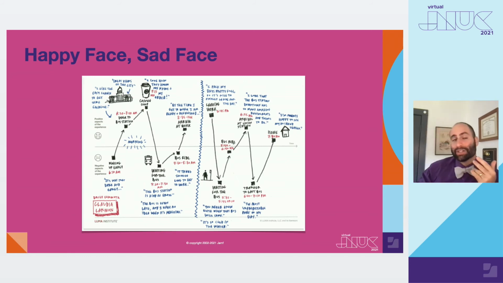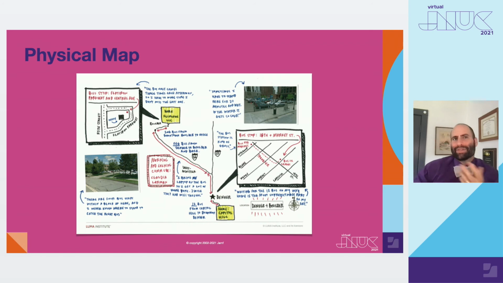Now, other things to notice here: there are some different colorful choices. There are 3 different colors. There's a vertical line to mark a transition. And there are some pictures and captions here. This really lets you know what's going on, and you can really see what's happening and make this a more vivid journey map. Here's a physical map.